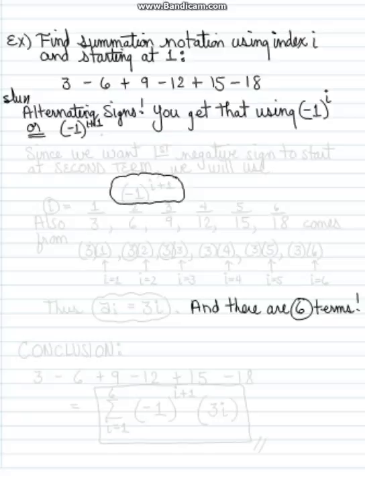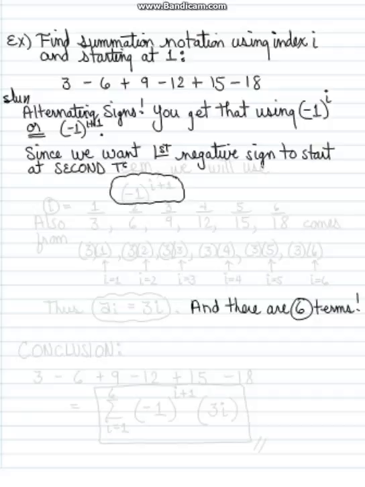Well, in this example, where we start with the number 3, we see that the first term, 3, is positive, but the first negative sign will appear with the second term. So the first term is positive, second term will be negative, so we're going to use the base -1 raised to the I plus 1 power. All right, so that will give us our positive sign for the first term.